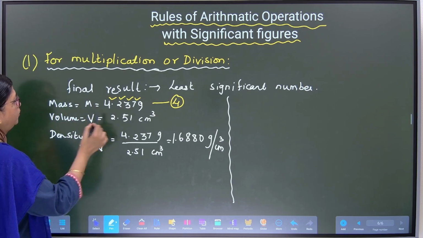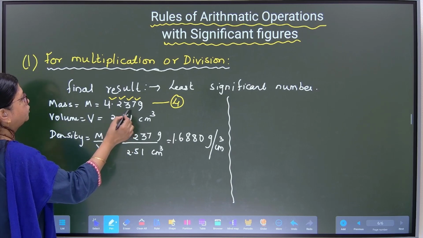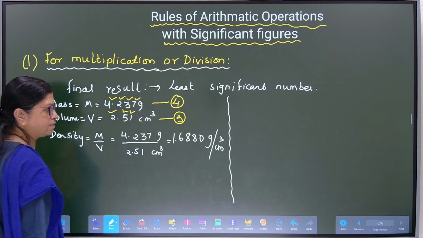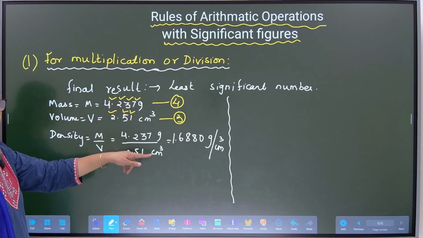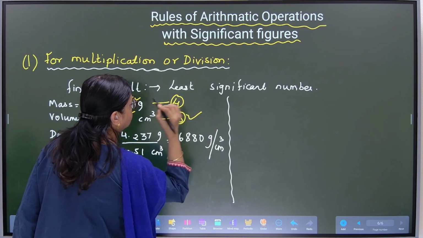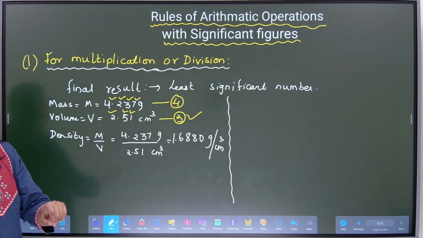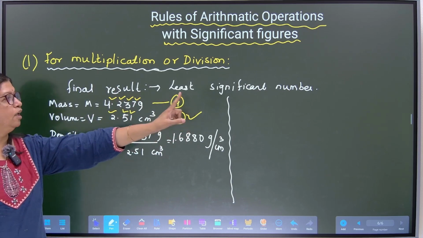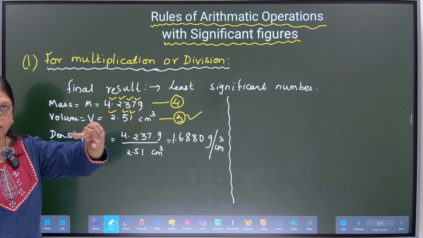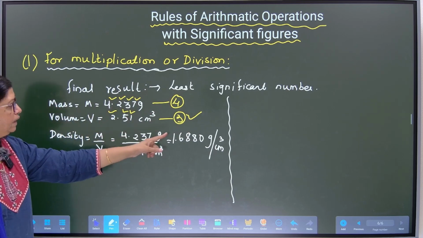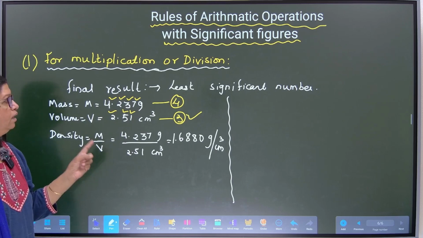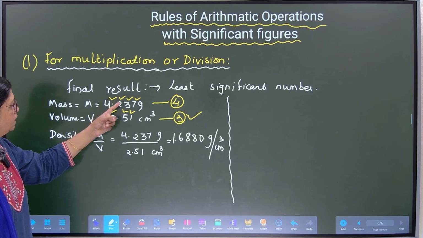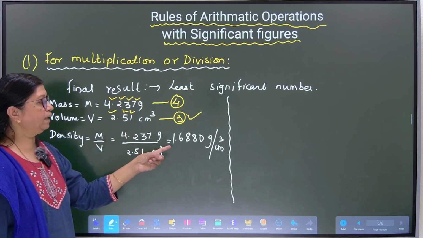Now next, volume. Volume is equal to 2.51. So it has 3 significant figures. Okay, so out of these two, my final answer according to the rule must have 3 significant figures. That is the rule which is written here. 4 is the significant figure of the first quantity, 3 is the significant figure of the next quantity. For finding out the density, I have to find out mass per volume. So this number divided by this number, I get an answer.